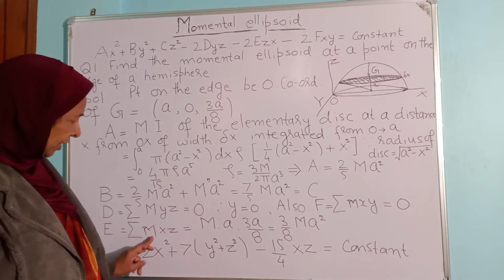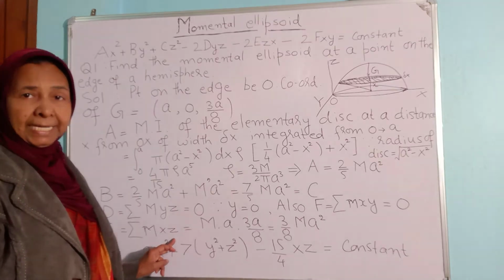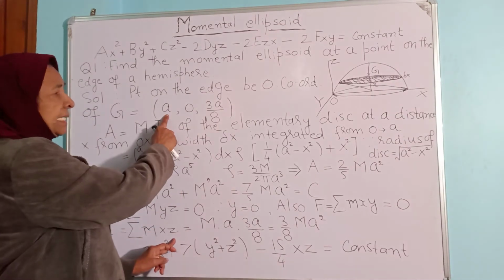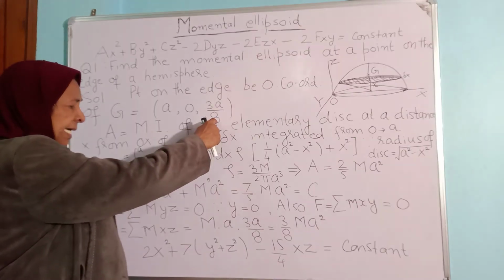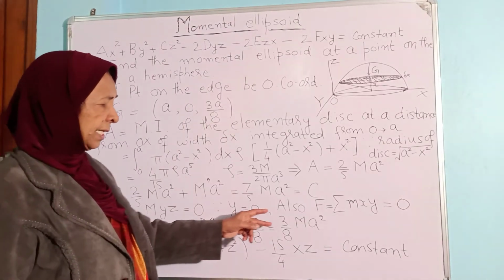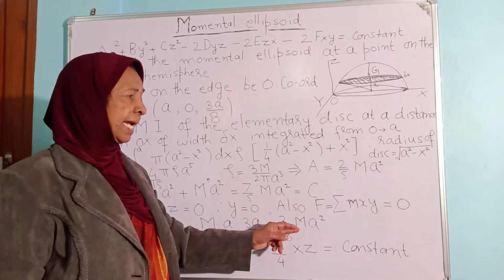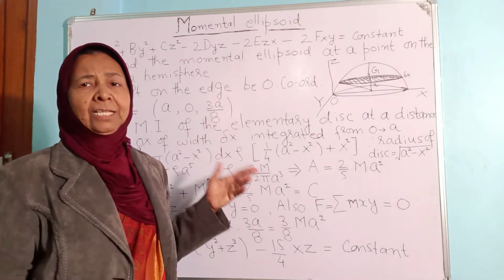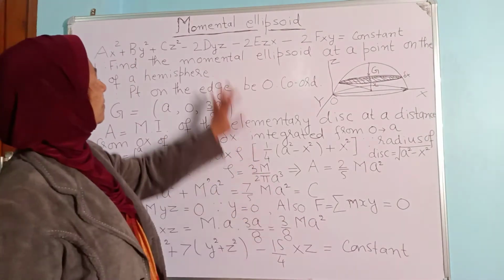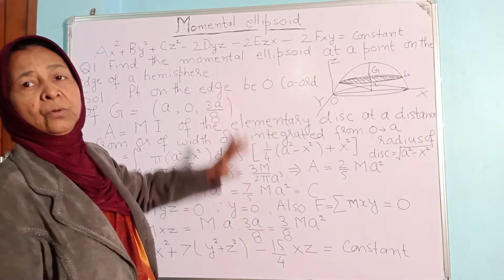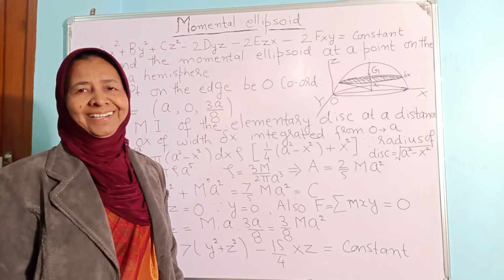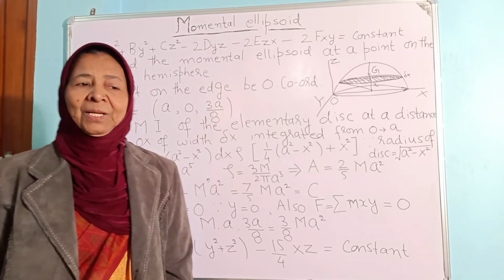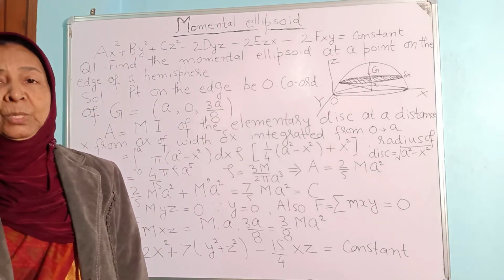E is summation M x z. Now what is x? X is A. What is z? Z is 3a by 8. So when I substitute here, it will be 3/8 ma square. That's all. Now put all these values in this equation. You will get the required result. Very simple. Okay. So that finishes this question.